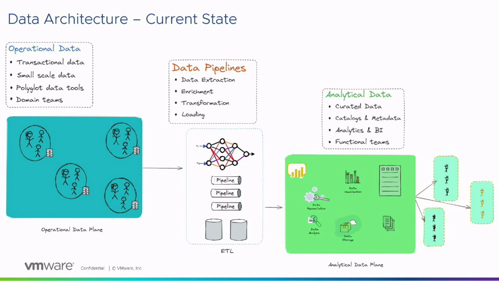A lot of other differences too. For example, data tools, where you have polyglot data tools on your operational data plane. In your analytical data plane, you generally tend to have a single stack across the whole organization, right? So this is a general trend of how data architecture is managed across multiple organizations.